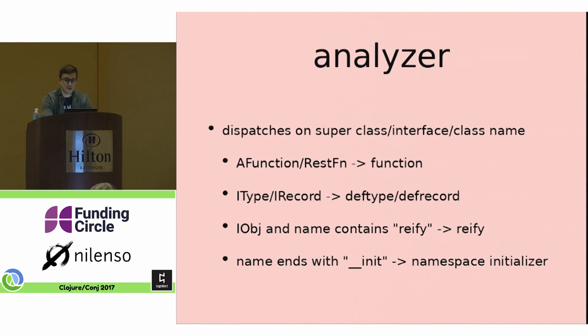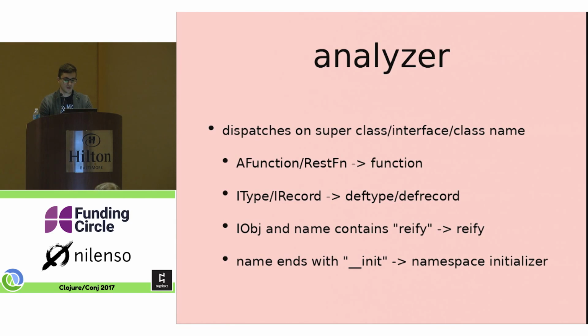Then we have the analyzer that takes this data structure and tries to turn it from bytecode into an AST representing Clojure code. The first thing that the analyzer does is figure out what type of class we're actually trying to decompile. The Clojure compiler emits 3 different types of class files, 4 actually.